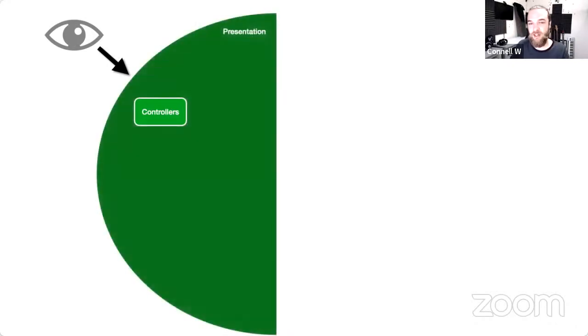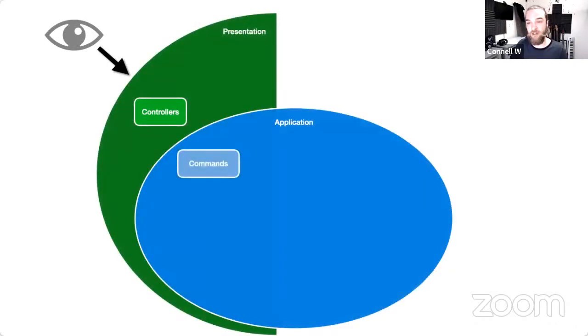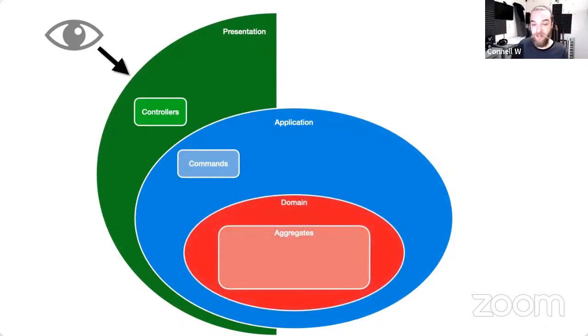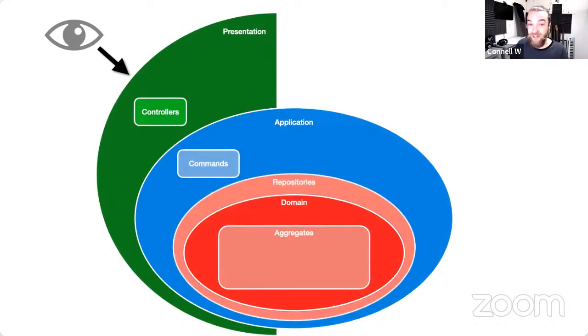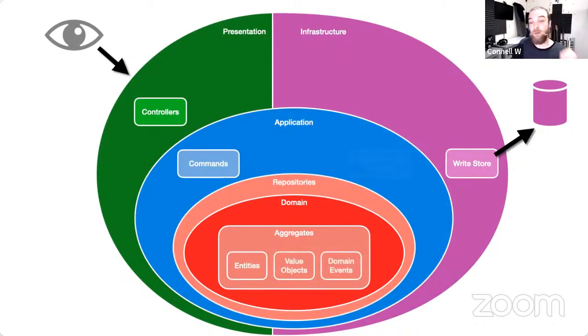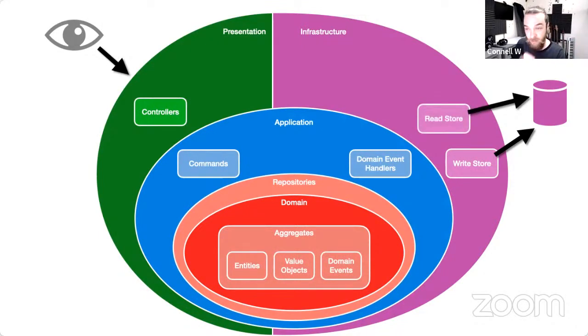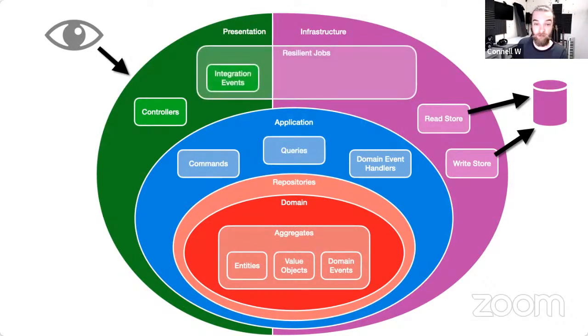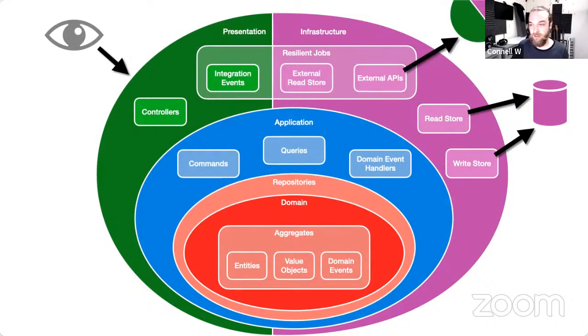From outside, I talked to controllers in the presentation layer, which talk to commands in the application layer, which load aggregates from the domain layer using repositories implemented in the infrastructure layer by a write store. My aggregates consist of entities, value objects, and domain events, which are handled in domain event handlers, either by making more changes or writing to a read store, which can later be queried by resilient jobs, such as publishing integration events, writing to an external read store, or talking to external APIs.